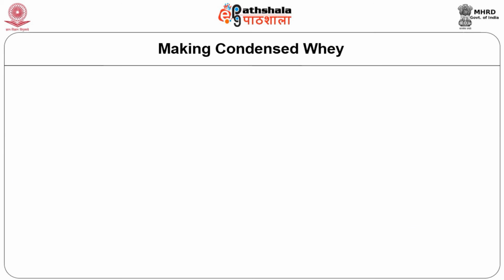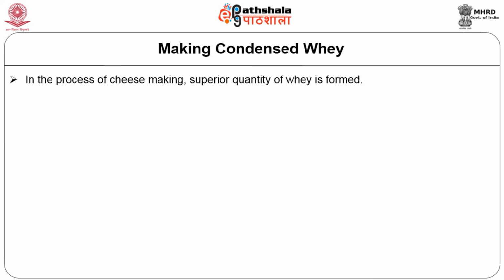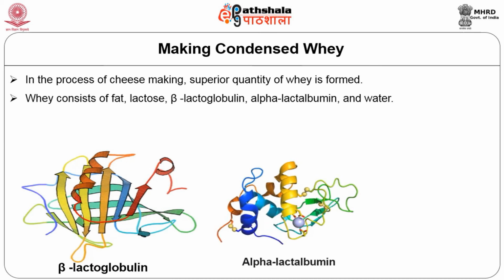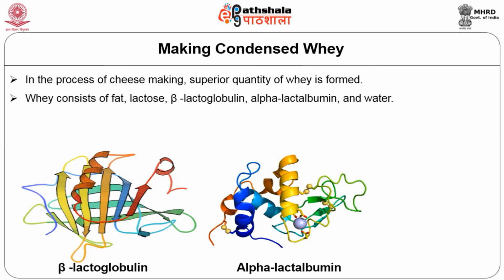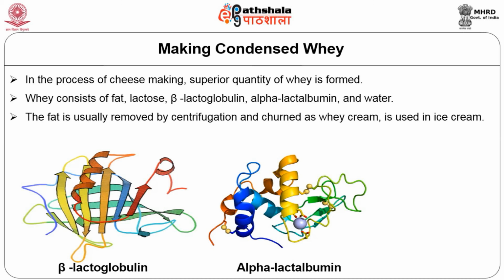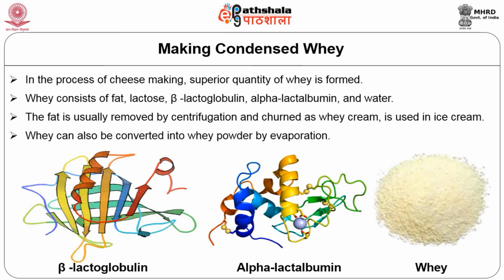Next, the process of making condensed whey. Superior quality whey is formed in the process of cheese making. Cheese whey is evaporated as such to produce condensed whey. Whey consists of fat, lactose, beta lactoglobulin, alpha lactalbumin and water. The fat is usually removed by centrifugation and churned to get whey cream, and whey cream is used in ice cream. Whey can also be converted into whey powder by evaporation.